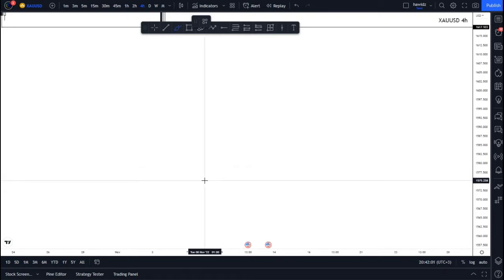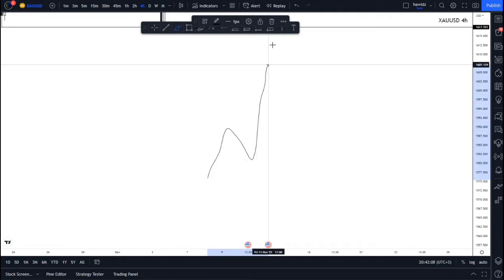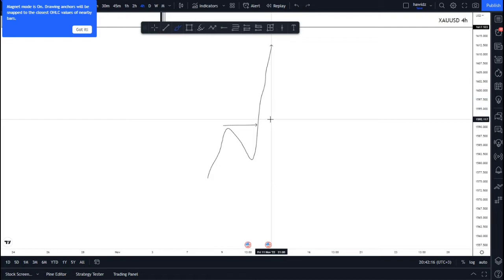So first is first, we need to see that structural impulse that breaks structure. So in a bullish case, we need to see something like this, with this break of structure right here to indicate that the market is going where, bullish.